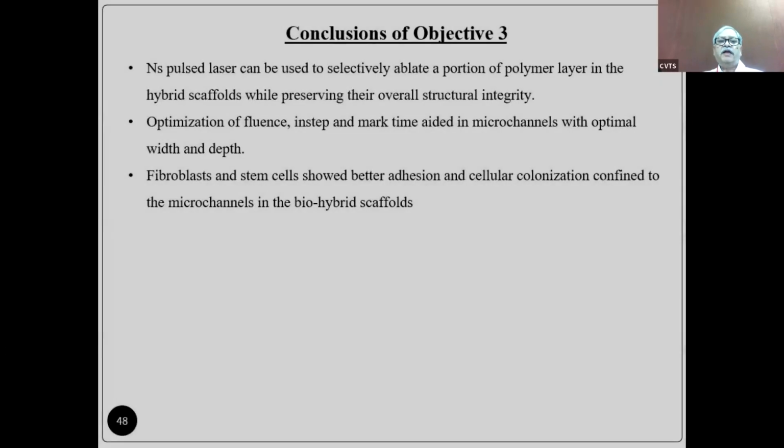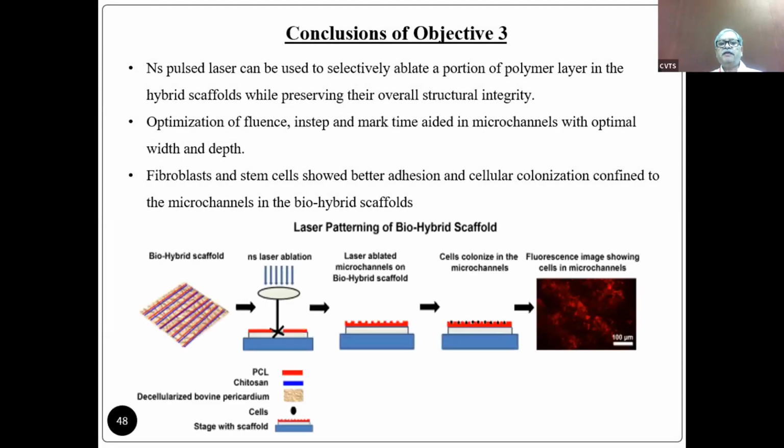So the conclusion is that a nanosecond pulse laser can be used to selectively ablate a portion of the polymer layer on the hybrid scaffold while preserving the overall structural integrity, which is very important. Optimization of the fluence, step and mark time gives a microchannel with optimal width and depth. The depth of the microchannel is very important. And fibroblasts and stem cells show better adhesion in both cases.